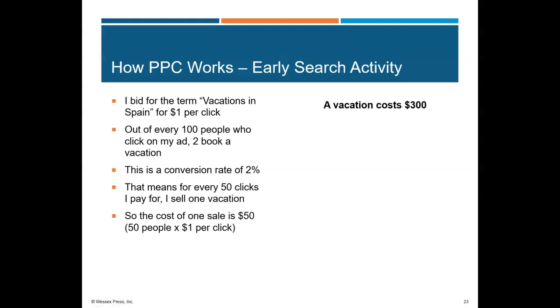How PPC works. Early search activity. I bid for the term vacations in Spain for $1 per click. Out of every 100 people who click on my ad, 2 book a vacation. This is a conversion rate of 2%. That means for every 50 clicks I pay for, I sell 1 vacation. So the cost of 1 sale is $50. 50 people times $1 per click.